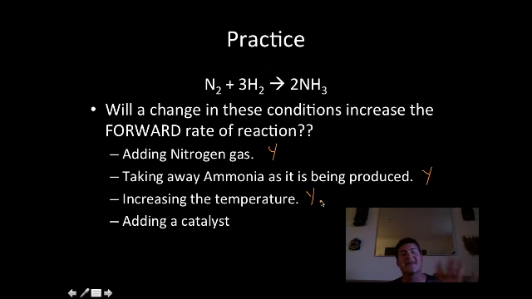And if we add a catalyst, which is a chemical that is put into a reaction that allows for those molecules and atoms to come into contact with each other more easily, this is in fact going to increase the rate of reaction. Remember, a catalyst itself is not going to be used in the reaction. It is just used to help the reaction.